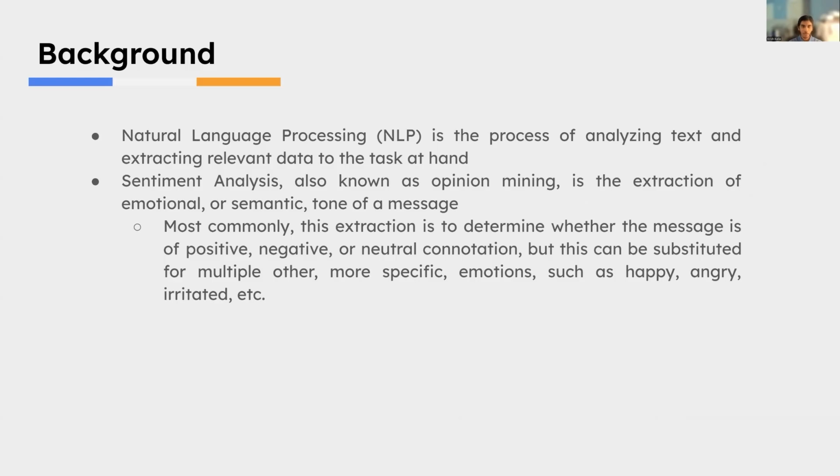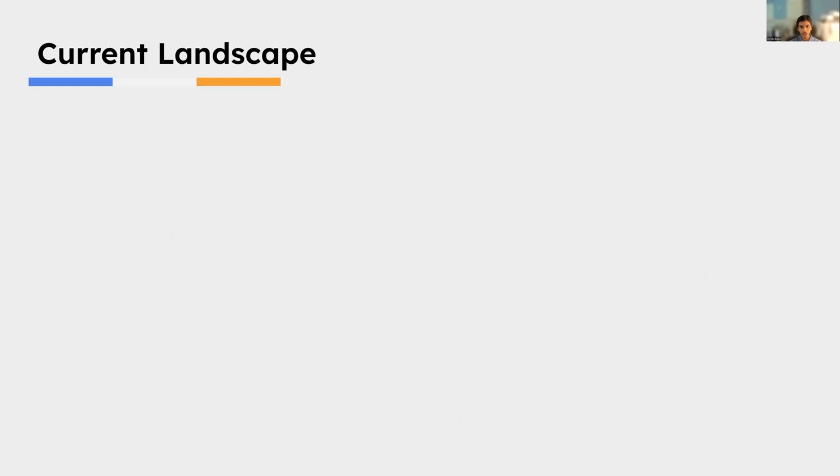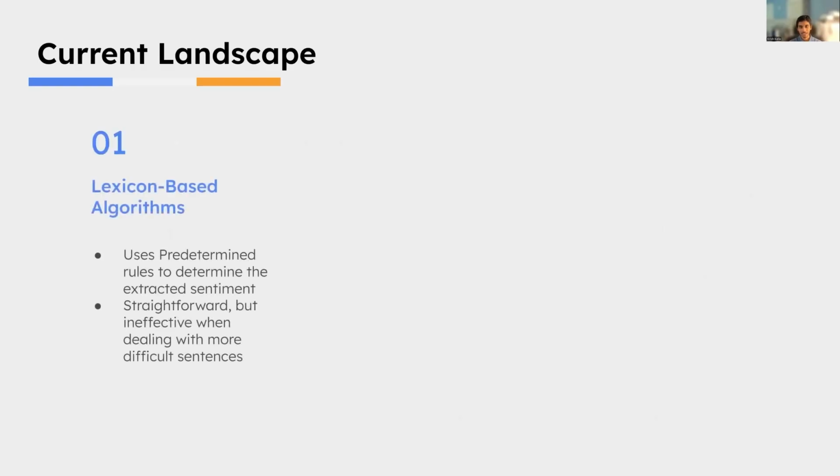In my case, what we're extracting is the sentiment or emotional tone of the sentence. This process of extracting the sentiment of a sentence is called sentiment analysis. Most commonly, this sentiment is in the form of a positive, negative, or neutral output. But models can be trained on separate datasets to output more specific emotions, such as happy, angry, or irritated. So, how does one perform sentiment analysis?